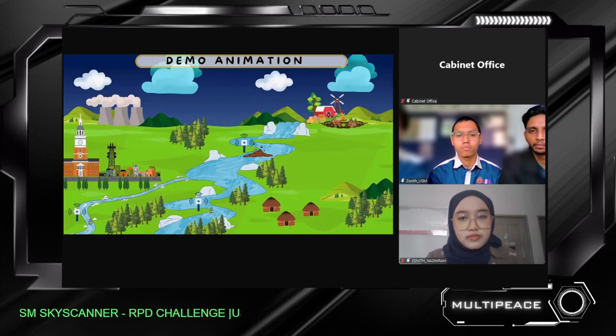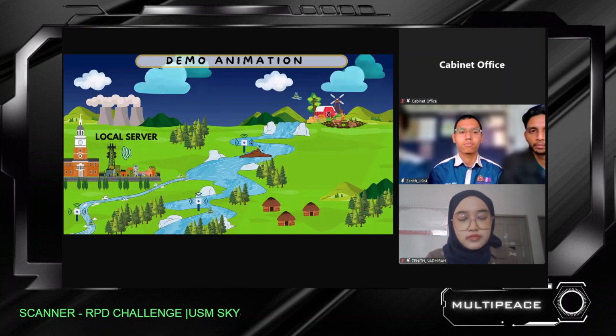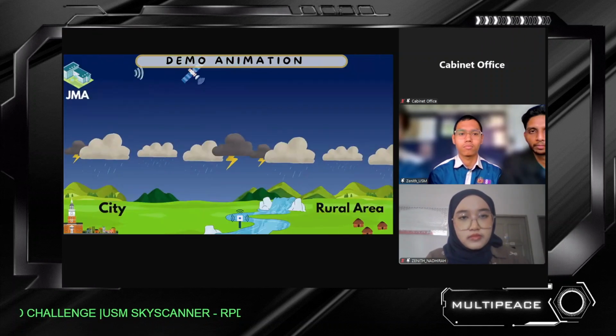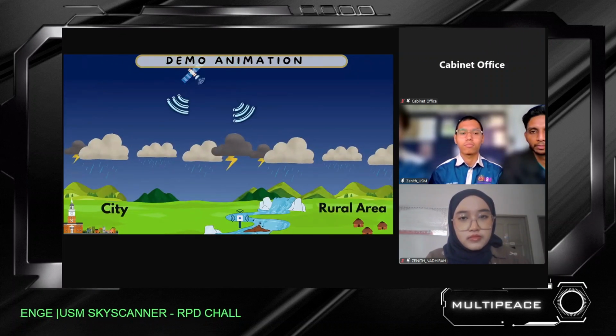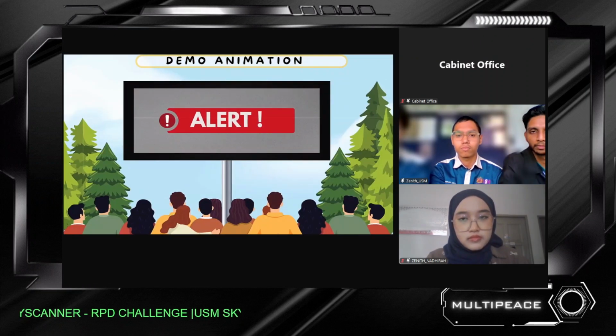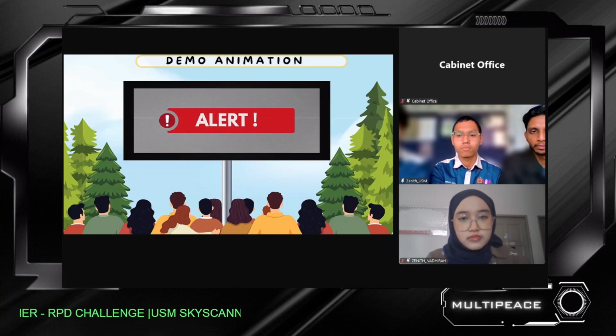When the sensor detects unstable water quality, it will send data to the local server, then the local server sends signal to the JMA and cloud for data storage and near real-time monitoring. The prepared warning message for JMA is transmitted to QZSS and then to the receiver, and the receiver will decode the message and display the warning message on the digital signage board.